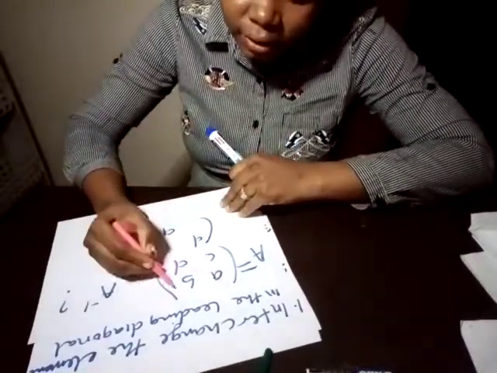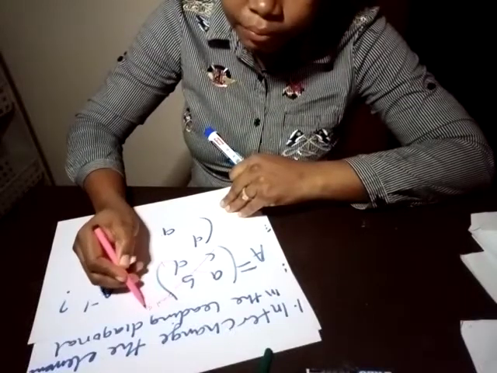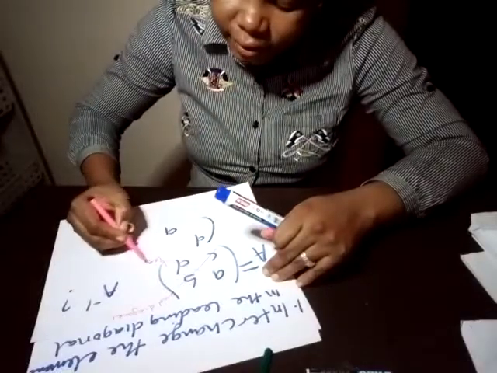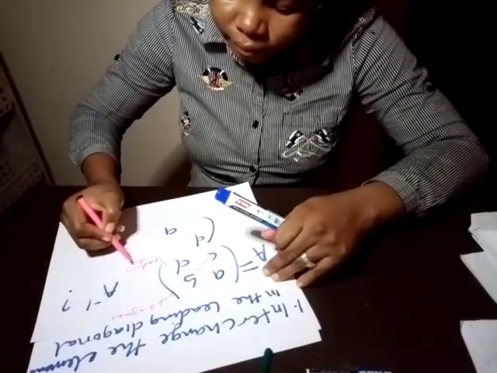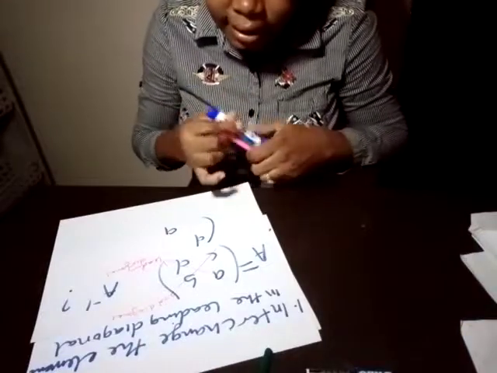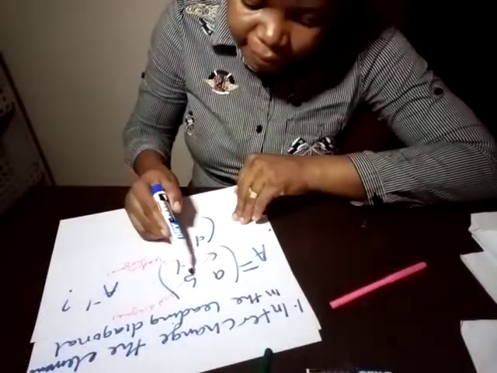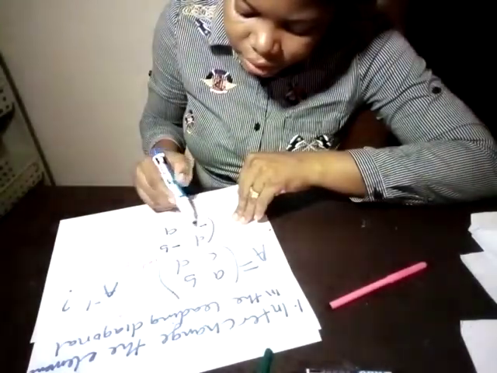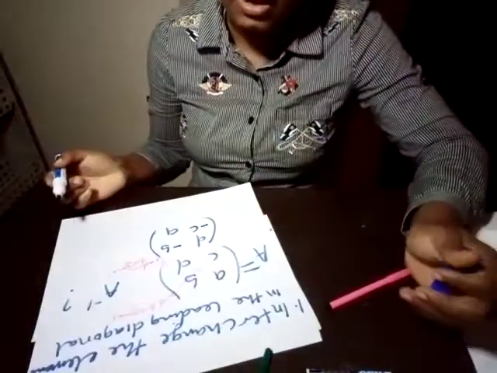The second thing, you now change the sign. This is the second diagonal. You change the sign. This is the leading diagonal. So you change the sign. Now, what I have here is B, it's going to be minus B. What I have here is C, it's going to be minus C. Do you get that now?